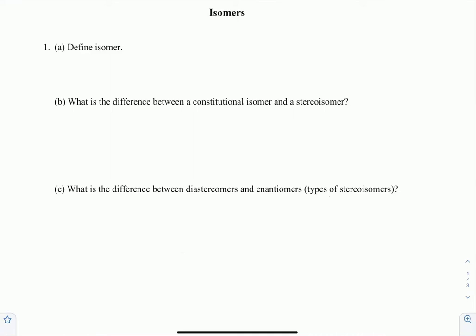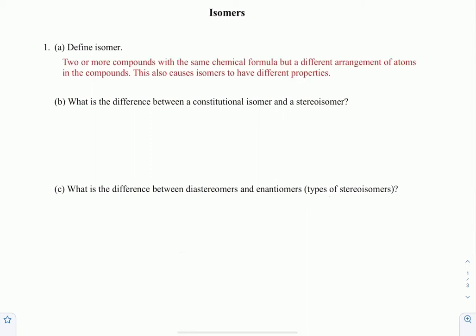I'm Austin and I'll be running through part 1 of problem set 13, isomers. Isomers are two or more compounds with the same chemical formula, but a different arrangement of atoms in the compounds. This could be an arrangement of structure or of 3D space or orientation, which we'll get to the differences here in a second.